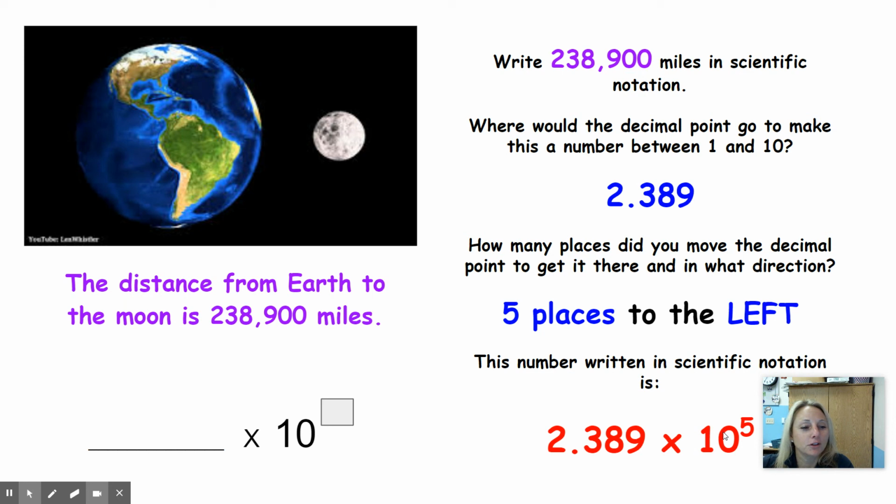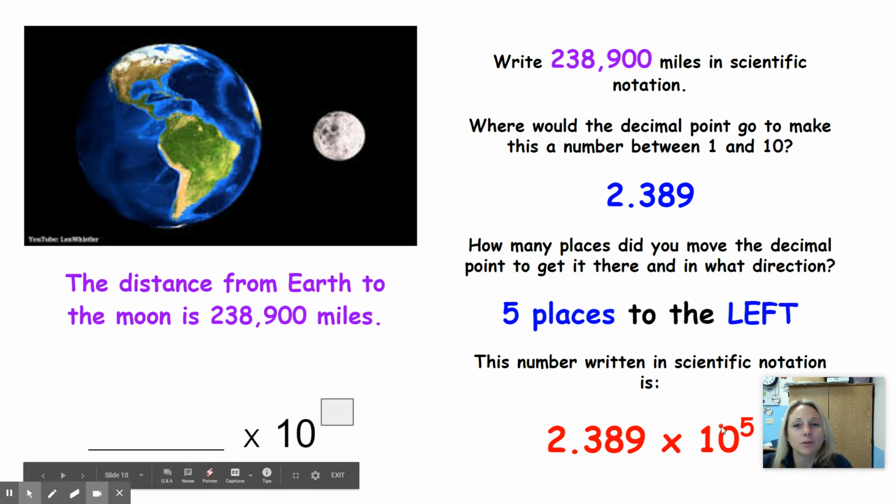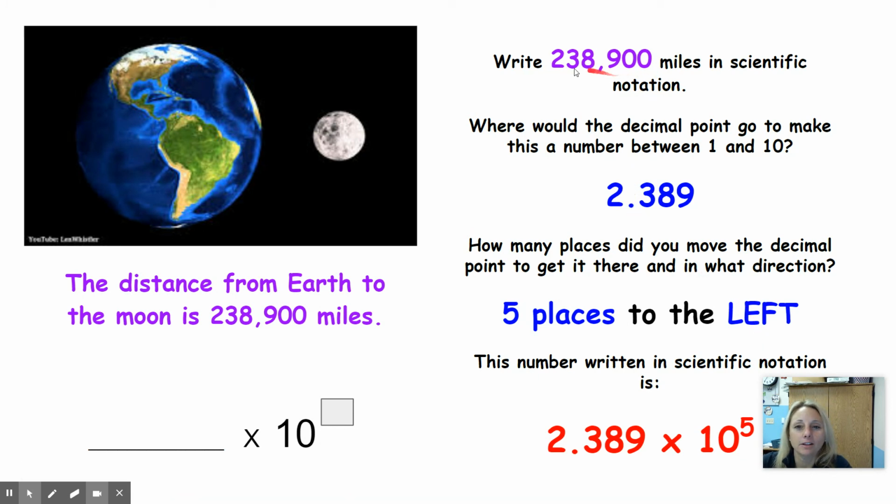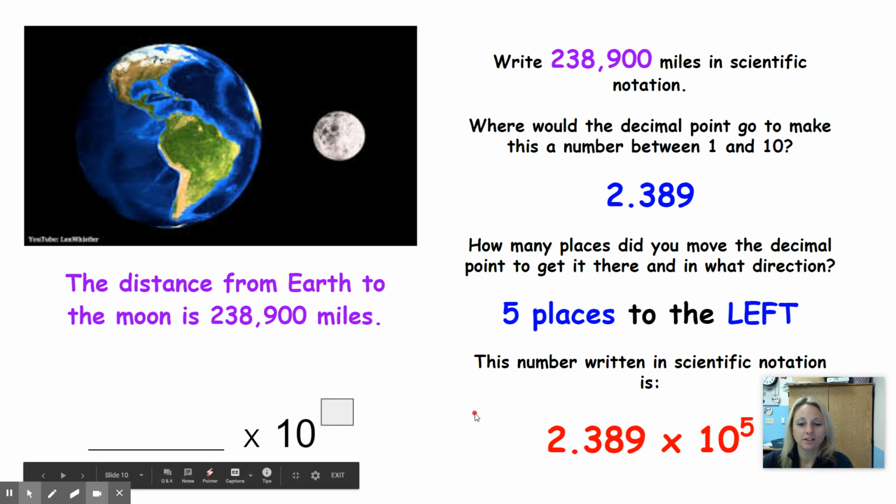Distance from Earth to the moon, 238,900 miles. We want to put the decimal point from here to here. And that is 1, 2, 3, 4, 5 places to the left. So in scientific notation, that is 2.389 times 10 to the 5th.